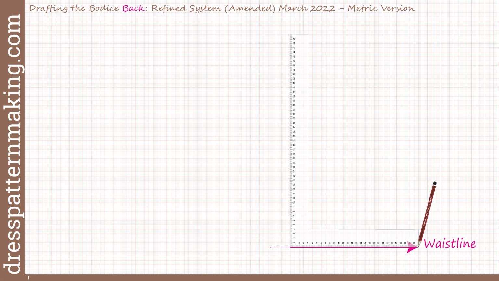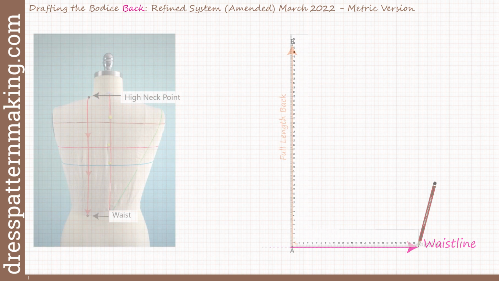Okay, so let's start drafting. Firstly, on your paper, draw a horizontal line across the bottom of your paper to indicate the waist. No measurement as yet, this is a reference line, and we'll start drafting from this point upwards.